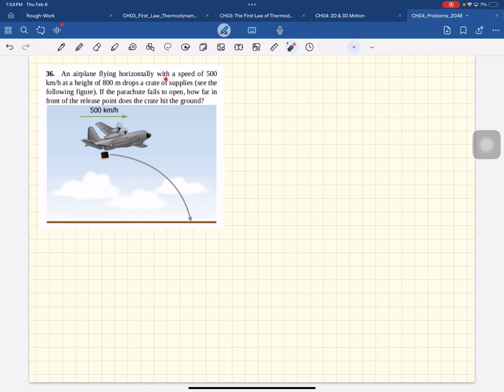An airplane flying horizontally with a speed of 500 kilometers per hour at a height of 800 meters drops a crate of supplies. If the parachute fails to open, how far in front of the release point does the crate hit the ground? So the distance it travels will depend on the height it's released from and the speed at which it's thrown. And they give you the height and the speed at which it's released. So we can calculate the distance it travels. Again, we'll set up the problem. There's the initial speed and there's the height.